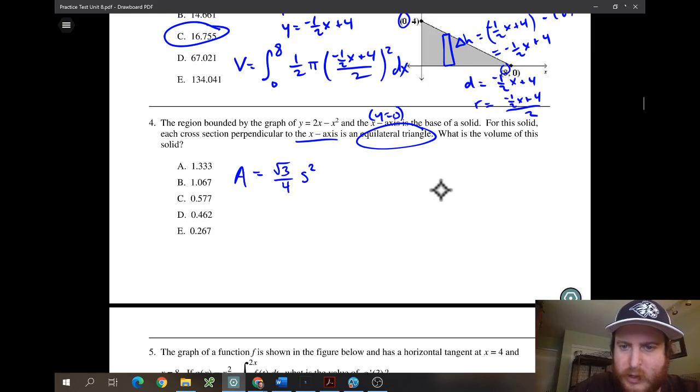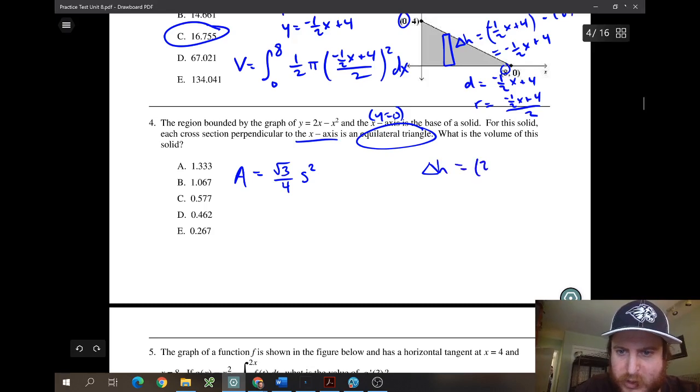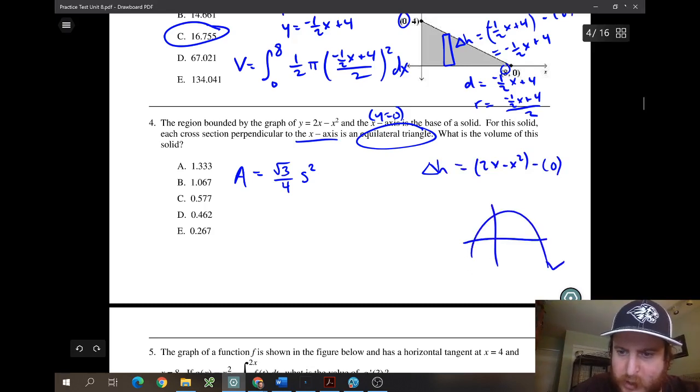So we don't actually have to graph this, but if you did graph this, you get some kind of a parabola. But basically, what we kind of know is that the delta h is the top minus the bottom, which is the 2x minus x squared minus the y equals 0. So if you want to go ahead and graph that, you can. It's going to be some kind of an upside down parabola, right? And then, the delta h is like that.